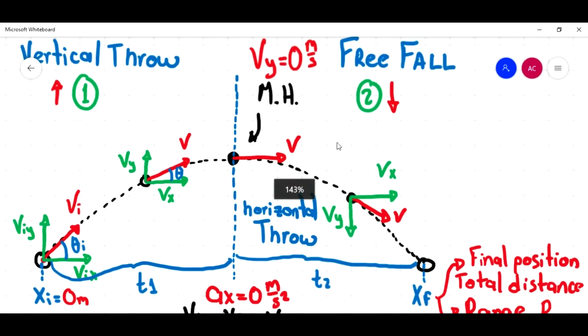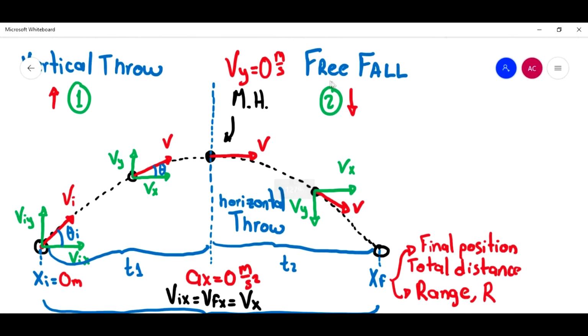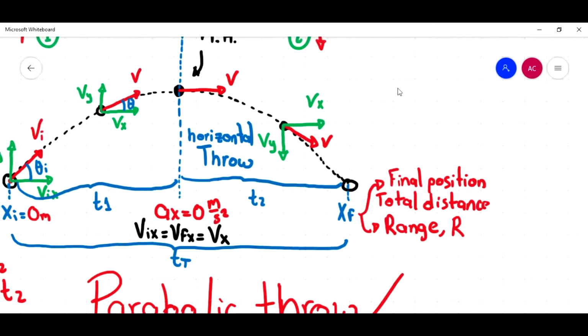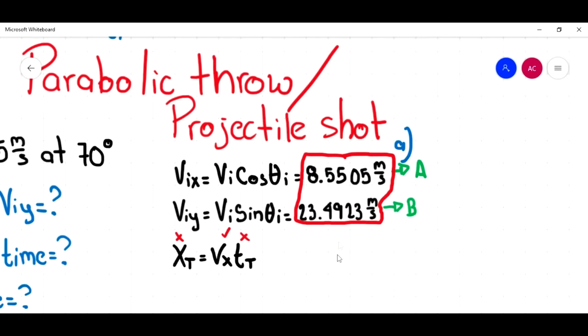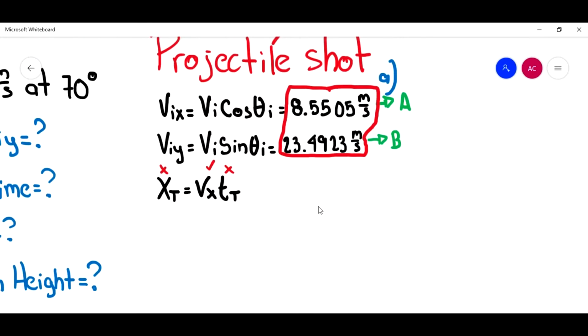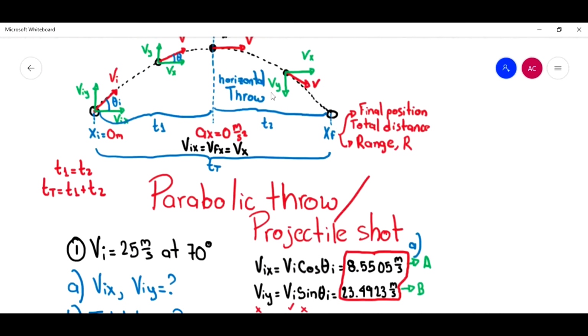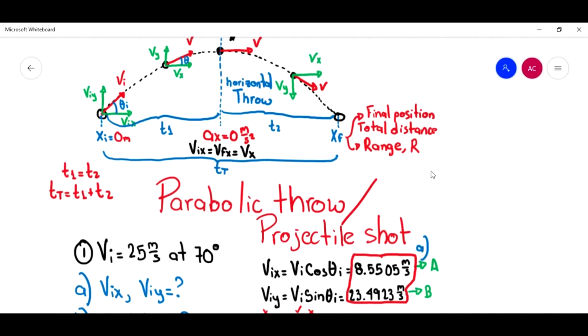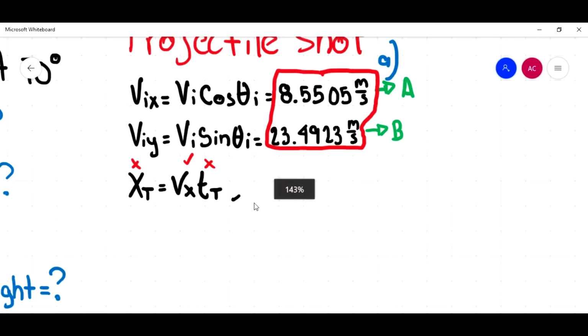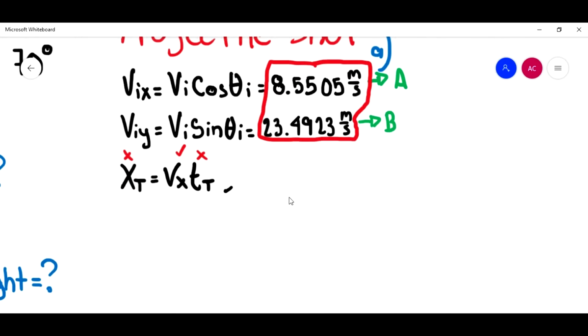I told you that the second segment is going to be treated as free fall. So I recommend you watch my video on free fall. And in free fall, we have many equations. So I'm going to write the equation, for example, for maximum height in free fall. I'm just going to call it maximum height, or total height, as you wish.